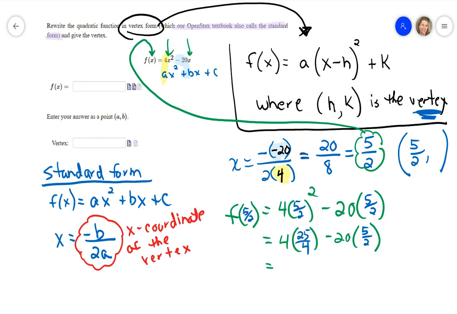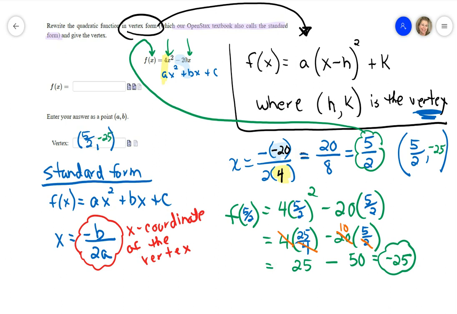Multiplication is next. This 4 and that 4 will cancel out, leaving me with just the 25 minus. And then over here, 2 goes into 20, what, 10 times? And 10 times 5 makes that a minus of 50. And 25 minus 50 is negative 25. And that is my y coordinate. So when I'm over here in Mobius, in here, right here, I'll have to type in the 5/2, negative 25.